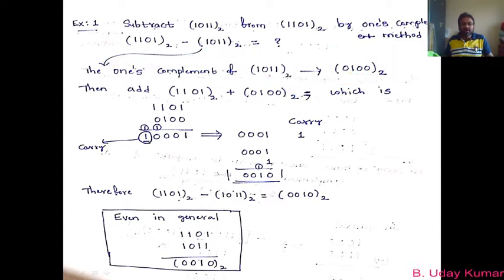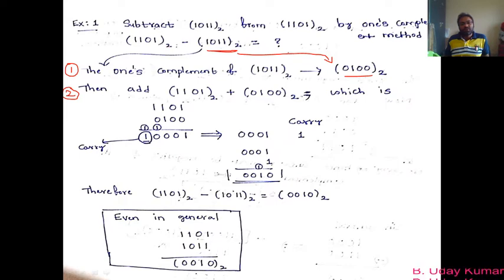I am erasing everything. So this is my first step. The binary number that is being subtracted is taken aside, and I have written its 1's complement. So the 1's complement of 1011 is coming out to be 0100 to the base 2. So the first step is done. I am now coming to the second step that you have to follow in the 1's complement method.